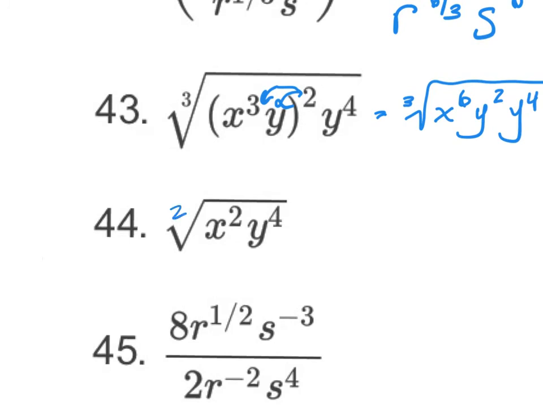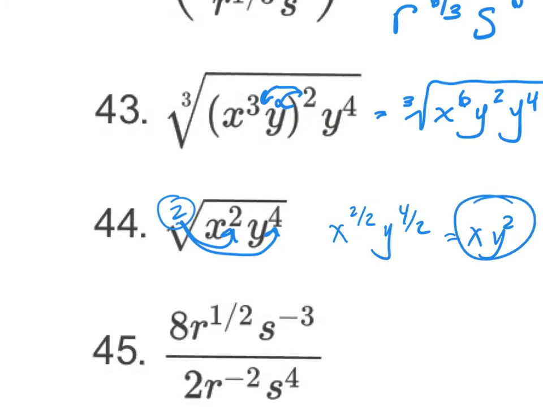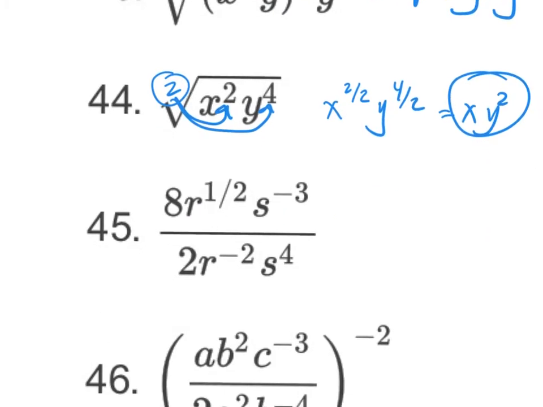Same thing here. This is a 2, so if I rewrite this as a rational exponent, I have x to the 2 over 2, y to the 4 over 2, which gives me x to the first, y to the second. Again, you could write out 2 x's and 4 y's and then take out pairs.